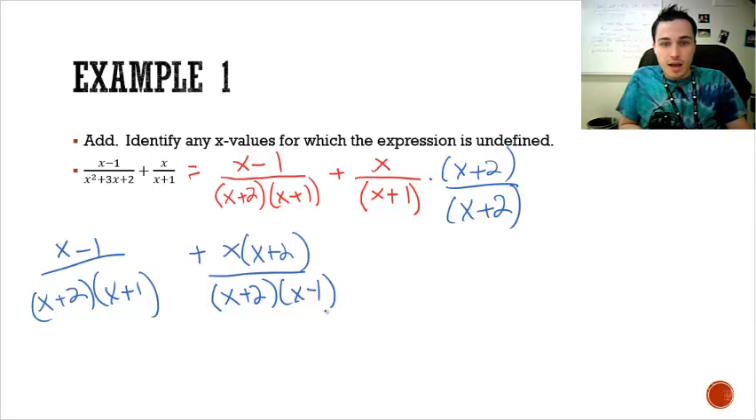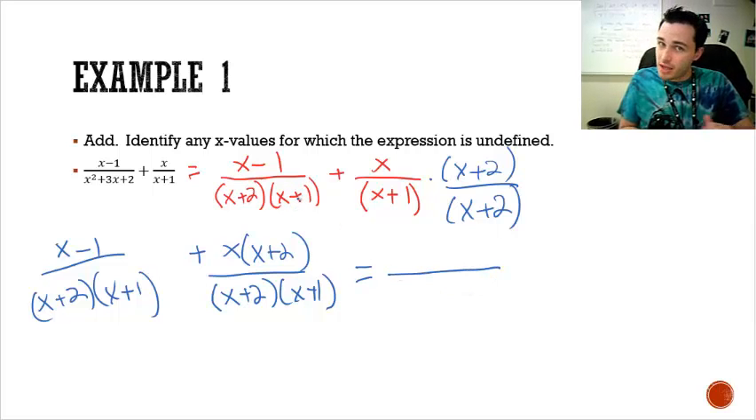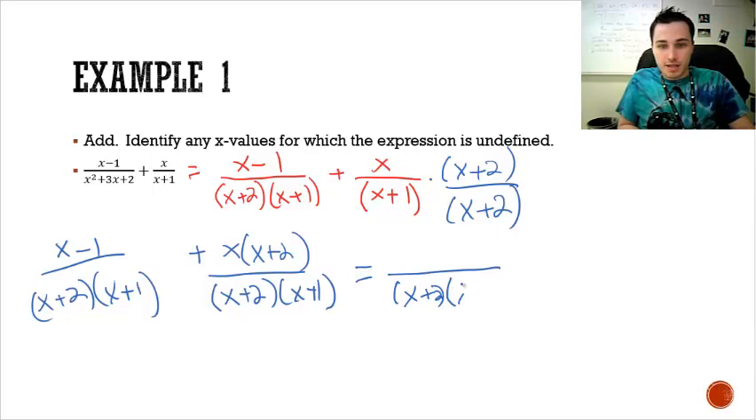Okay, now that my denominators are the same, I can add straight across the top. I don't do anything to the bottom. The bottom, when you're adding and subtracting, does not change anymore. The only time you change it is to make it match. Once it matches, it does not change. Denominator does not change now. So the denominator is still x plus 2 times x plus 1. But on top, I'm going to add these two things together.